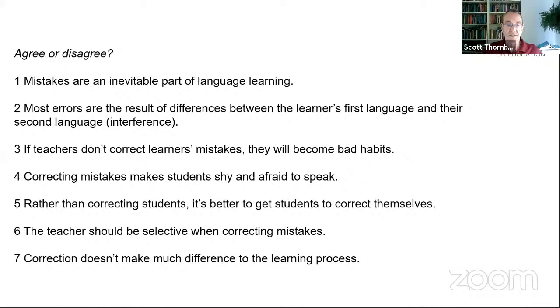Number seven, correction doesn't make much difference. Okay, we're on number seven now. So write the number. Disagree, says Zabia. Disagree. Not always. Strongly disagree. Okay, so there's general disagreement with number seven.